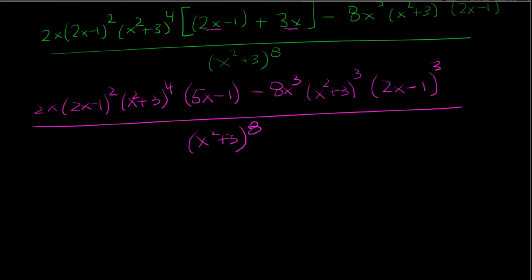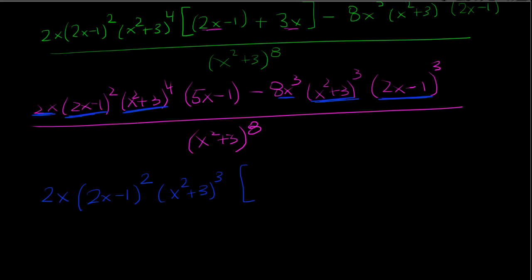The next thing is to look at the top two factors, or top two terms from the numerator. Okay, let's see what they have in common. This is a 2x, this is 8x cubed. So they both have a factor of 2 and an x. Okay, next, 2x minus 1 squared, 2x minus 1 cubed. Pick the smaller one, it's 2x minus 1 squared. X squared plus 3 to the fourth, x squared plus 3 to the third. Pick the smaller one, that's the cubed.